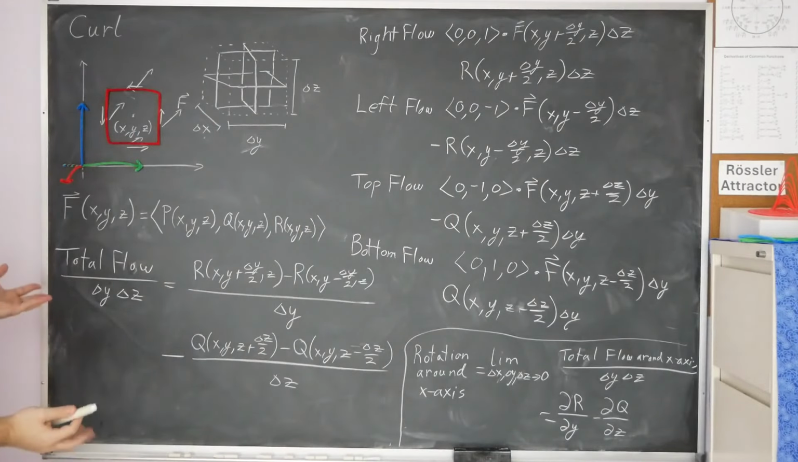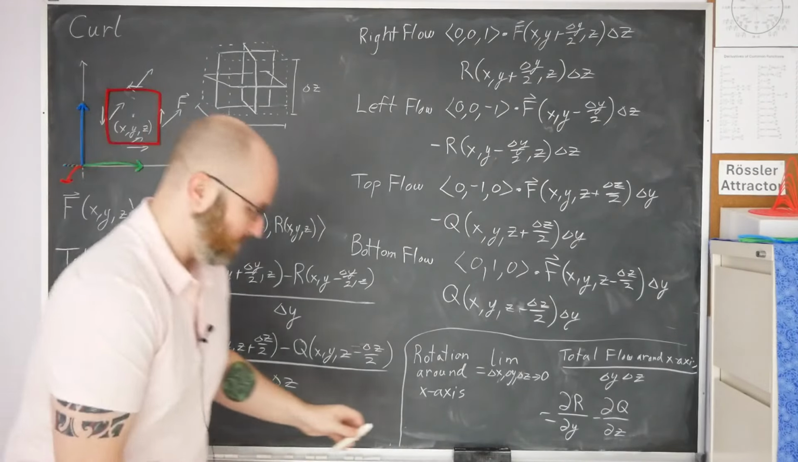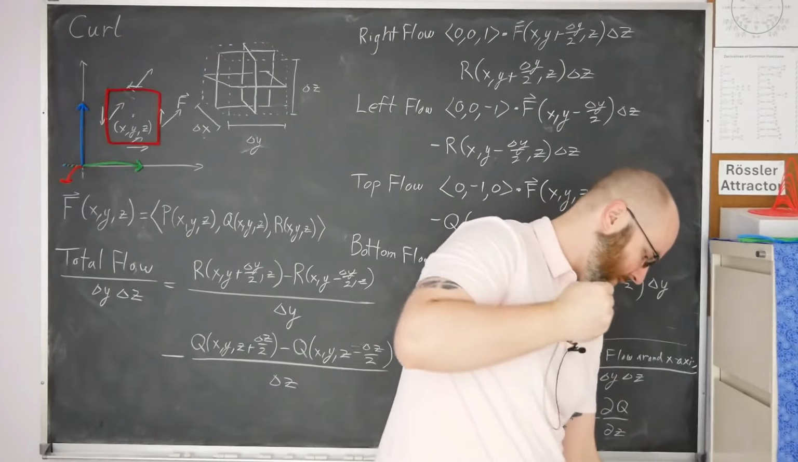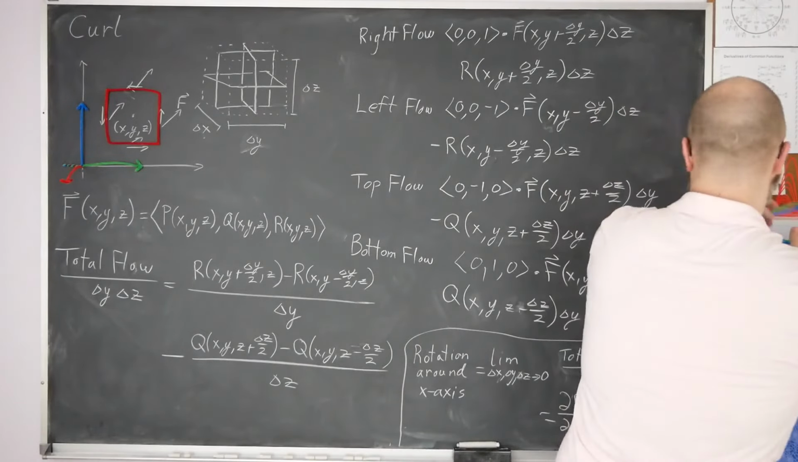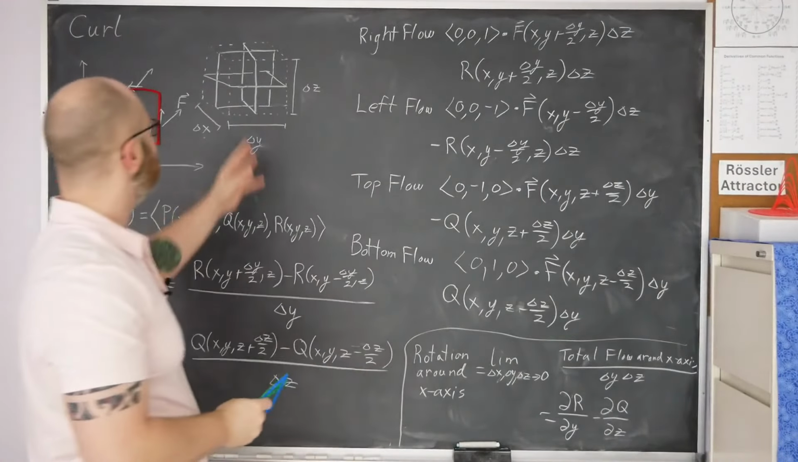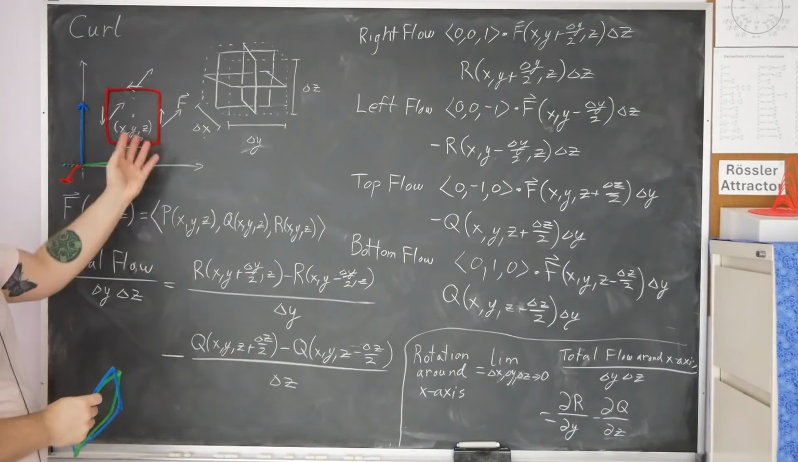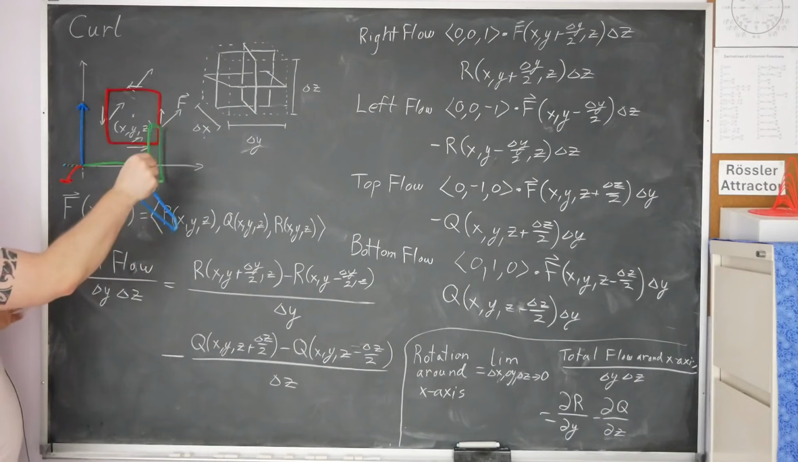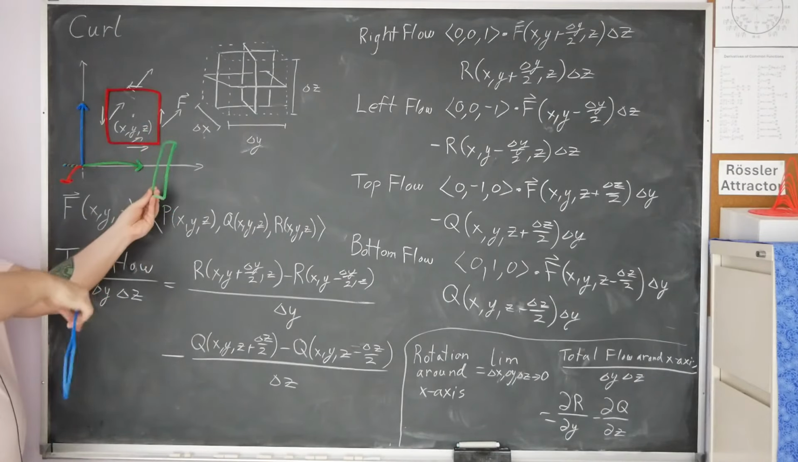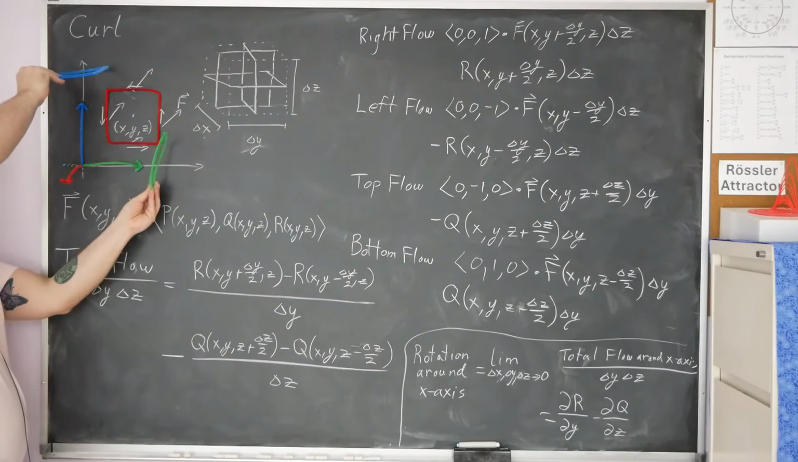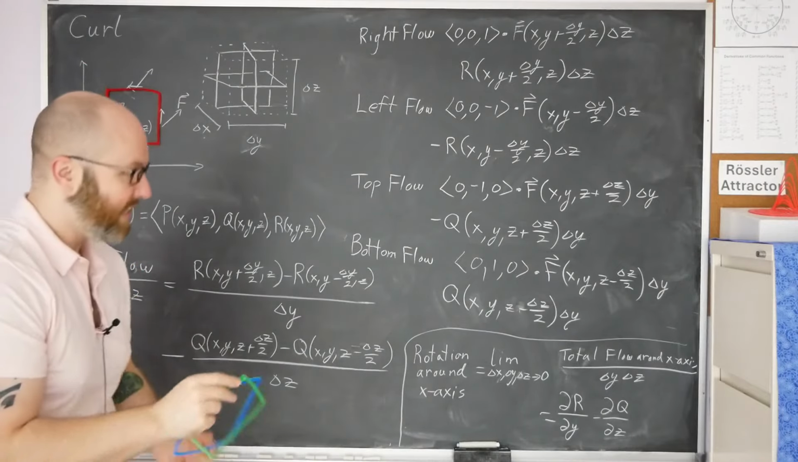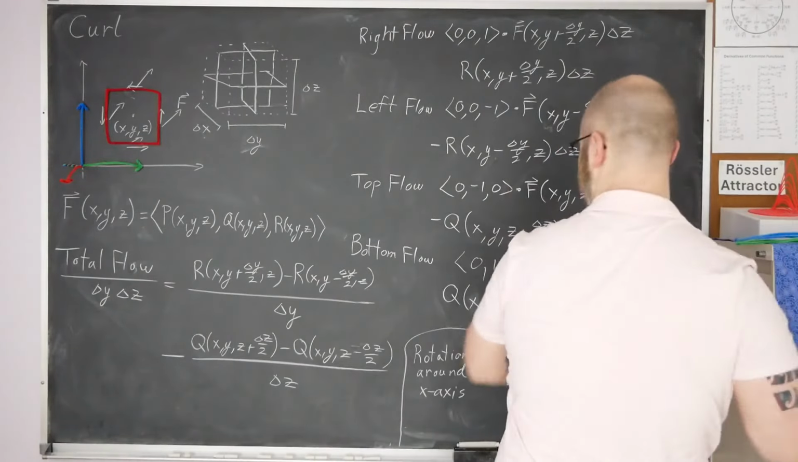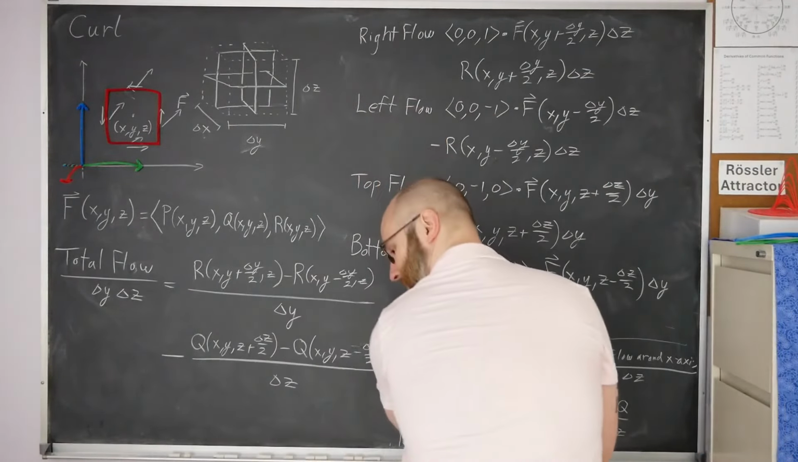Okay, but that's only the flow around one direction. All right, but I have flows in other directions, right? I've got 3 of them. So I've got my x-axis flow, I'm going to have a flow around the y-axis, and I'm also going to have flow around the z-axis. I need to combine them all together. So I'm going to have to erase some stuff.